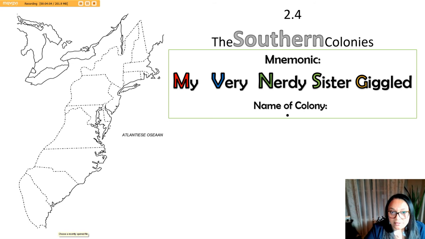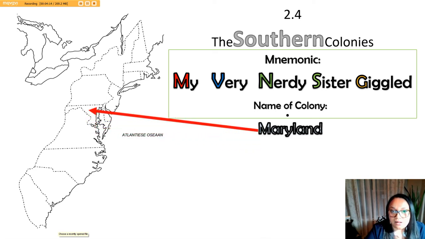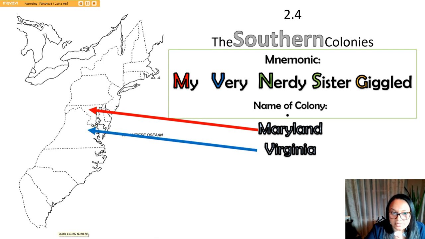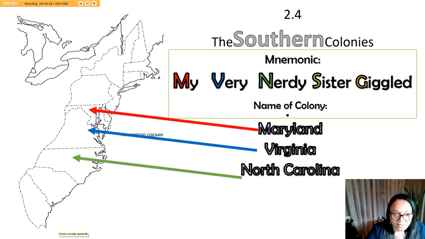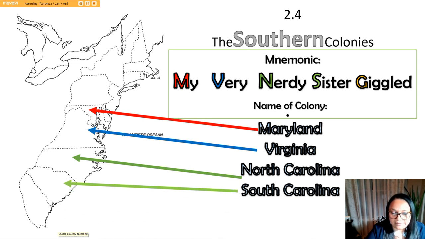Okay, M, think of the very first one, M, a girl name, very common. M stands for what colony? Maryland. V stands for what colony? Virginia. N stands for, think of the next one, nerdy sister. It has to be twins. So it's a colony that has two colonies with similar names. One is North Carolina, and the other one is South Carolina. So once again, think of them as being twins. And the very last colony to be created was Giggled for Georgia.